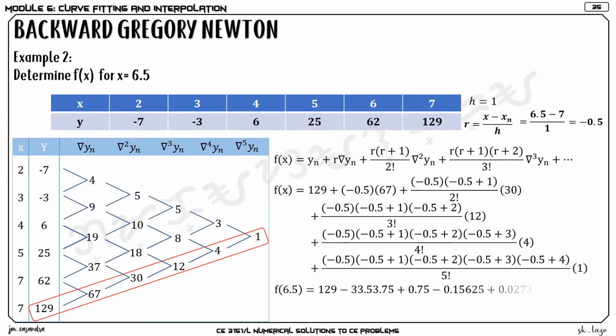Simplifying this, we have the function of 6.5 is equal to 129 minus 33.5 plus 0.75 minus 0.5625 plus 0.02734375, or that is now equivalent to 92.37109375.